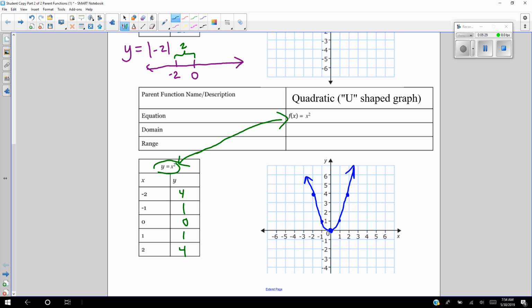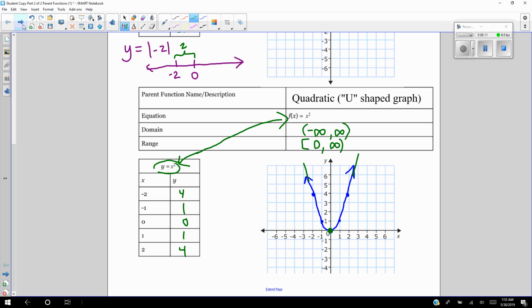However, domain and range are going to be the exact same thing for the quadratic as it was for the absolute value. This graph is going left and right forever. So we're going to write negative infinity to positive infinity. It's going up forever, which is just indicated by these two arrows. It's going up forever, but it is not going down forever. The lowest y coordinate is right here. That y coordinate is 0. So that's how we write a range.